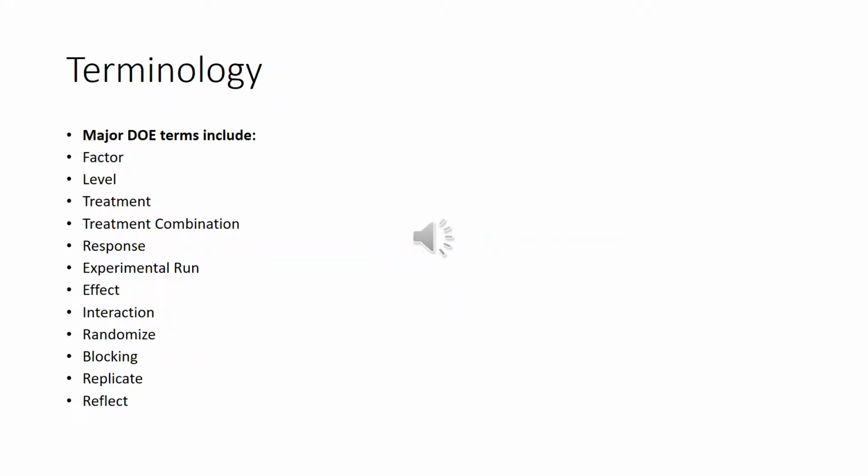Like all things, DOE has its own language. I've listed some here. And what you want to do is, instead of me going over it, pause it now and go look up each one of these terms in terms of DOE. Just put in DOE factor and see what comes up. Okay.